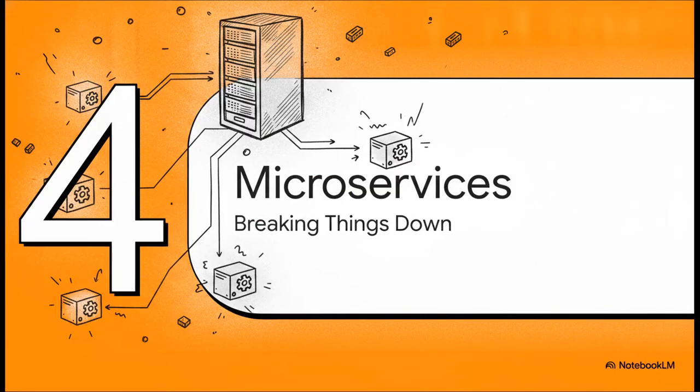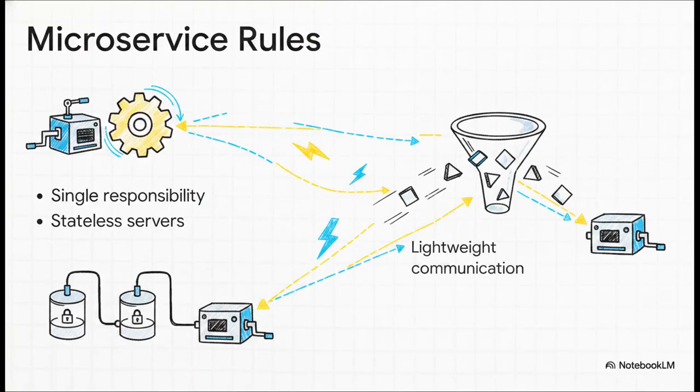Section 4. Scaling with microservice architecture, breaking things down. Okay, so what happens when that single server we started with just can't cut it anymore? When our API suddenly has to serve millions of users, we have to start breaking things down into a microservice architecture. And the essential rules here are pretty strict.